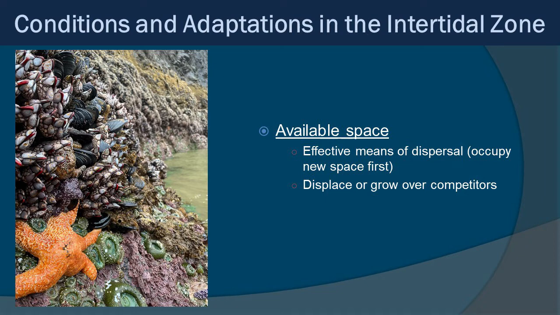Last up, we have availability of space, and this is huge because essentially there's only so much littoral space in any particular zone, and the organisms that are adapted to those zones have to sort of fight and vie for that space. This means not only dispersal, it means occupying it, and it means displacement and the ability to overgrow competitors or move them out, that kind of thing. So it can get very competitive, especially when we're talking about the middle and lower shore.